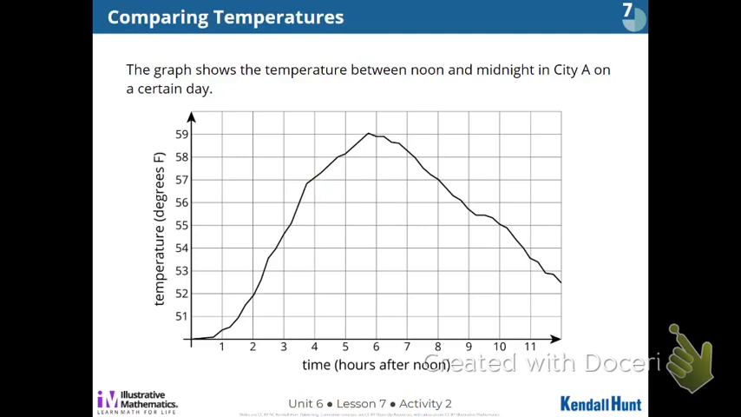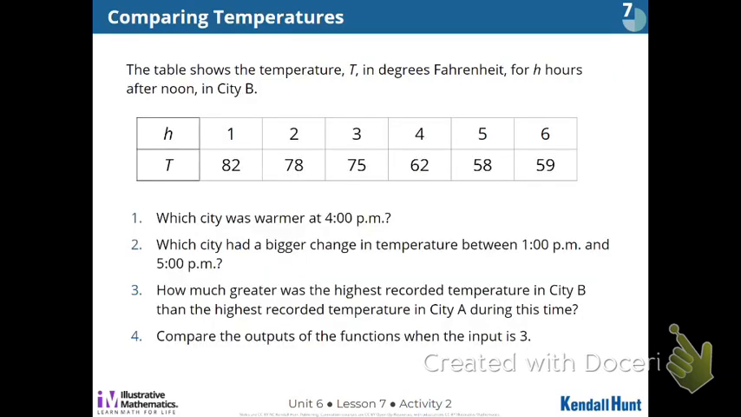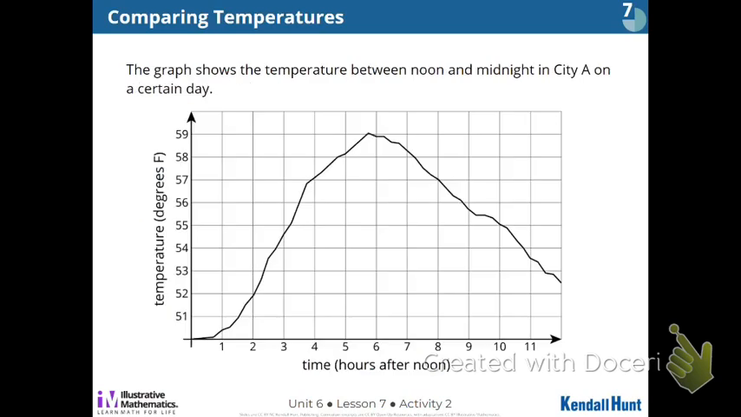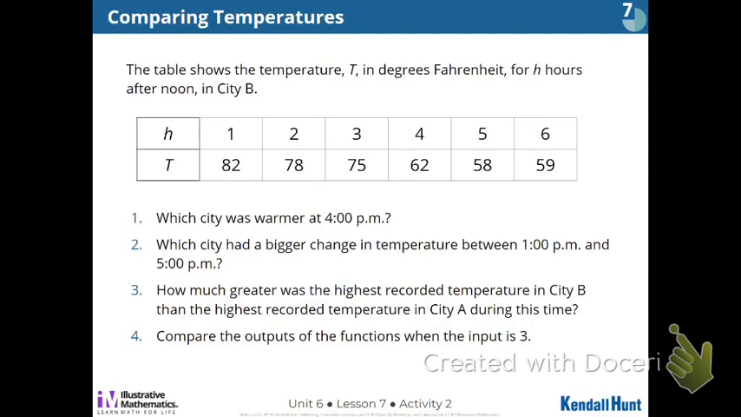Okay. I'm flipping back and forth. Which city had a bigger change between 1 and 5? City B. So A went from here to here. So what is that? About 7. And B between which times again? 1 and 5. So from 58 to 82. It's a lot more. Wow.